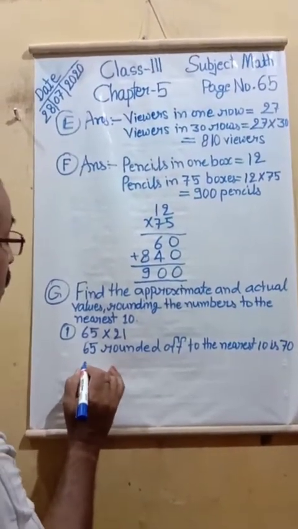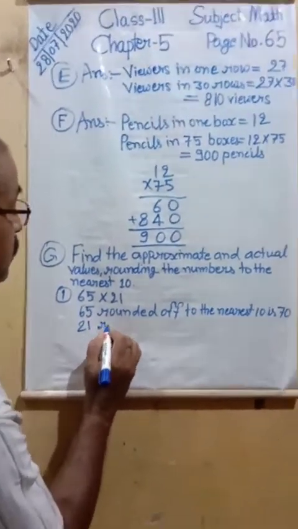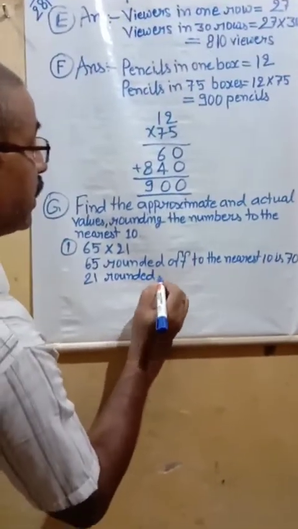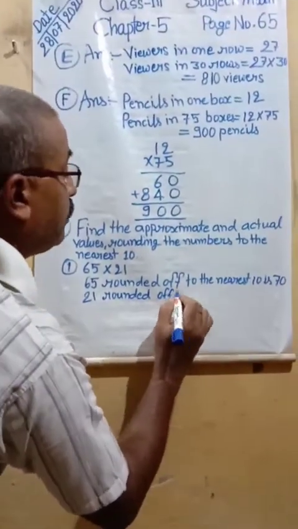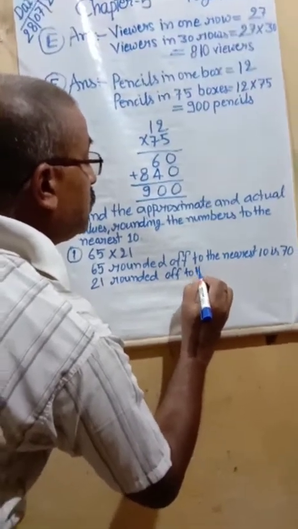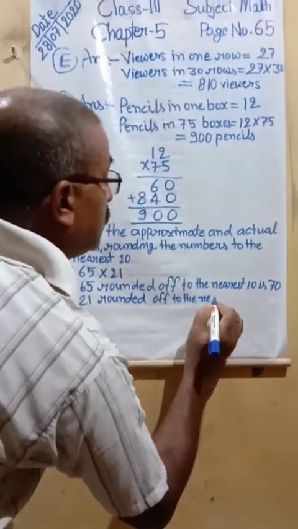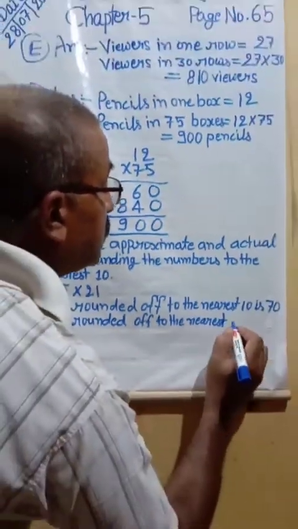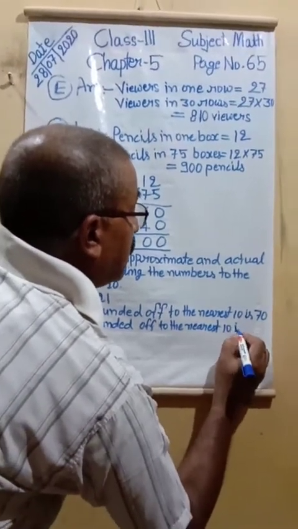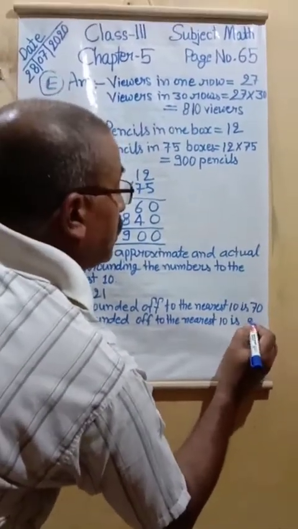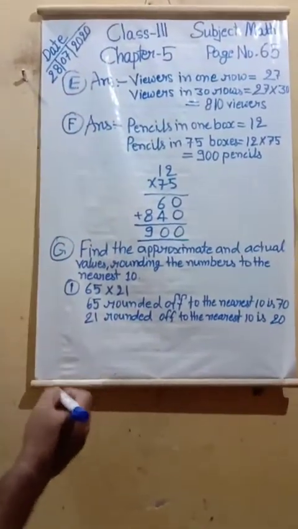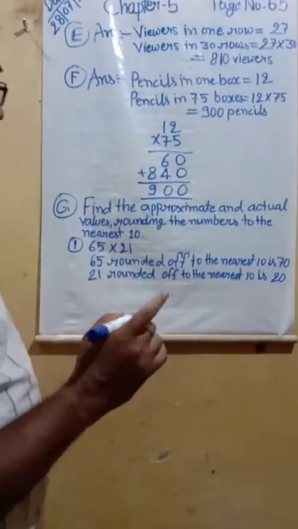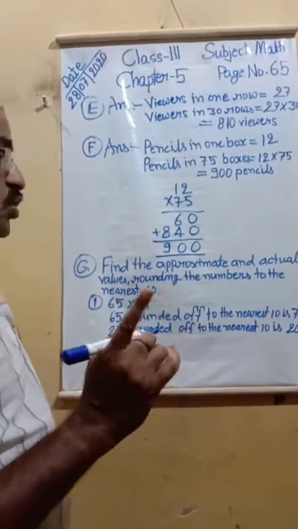And 21 rounded off to the nearest 10 is 20. 21 is a nearest 10 is 20.